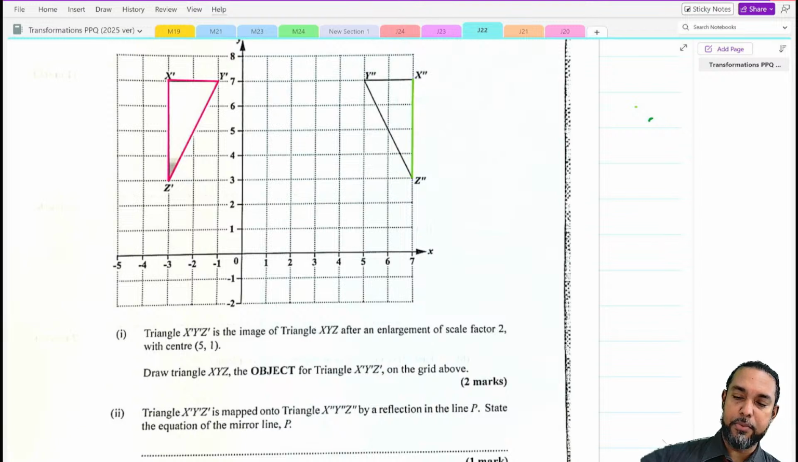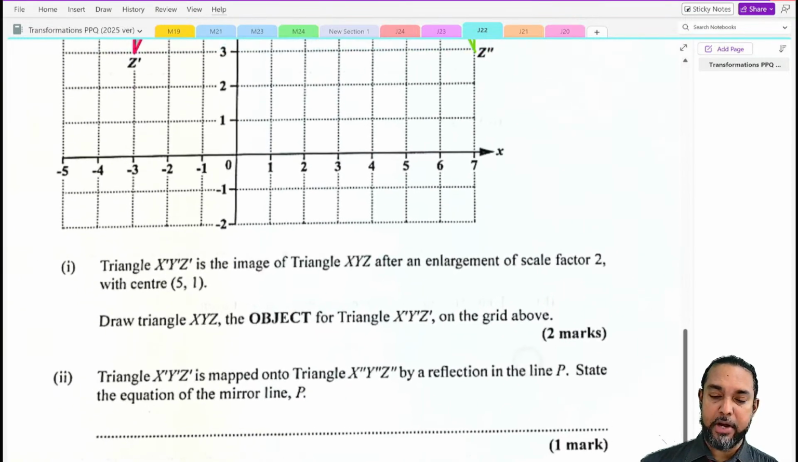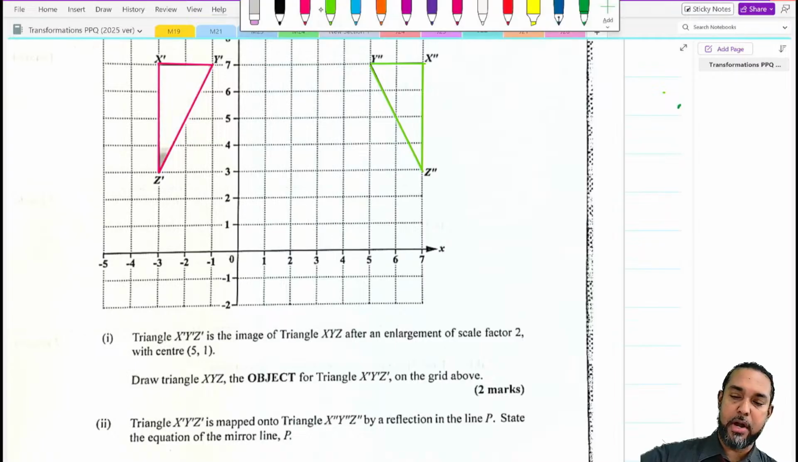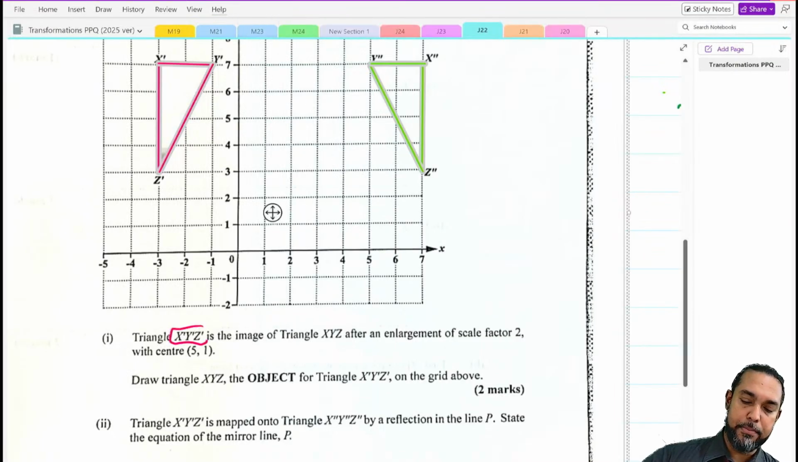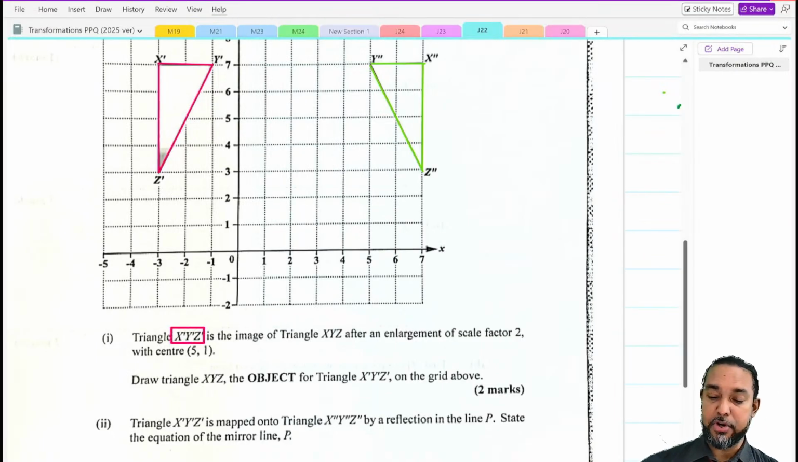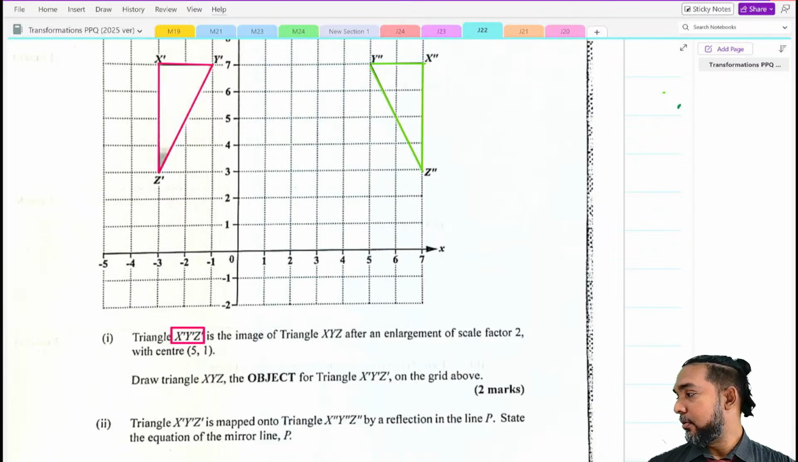The object is the item that was then reflected or moved, so the object is the original item. Let's see what they're telling us here. Triangle X prime, Y prime, Z prime, that's the pink one, is the image of triangle XYZ. Now we have two triangles on the graph, X prime Y prime Z prime and X double prime Y double prime Z double prime. We don't have the original.